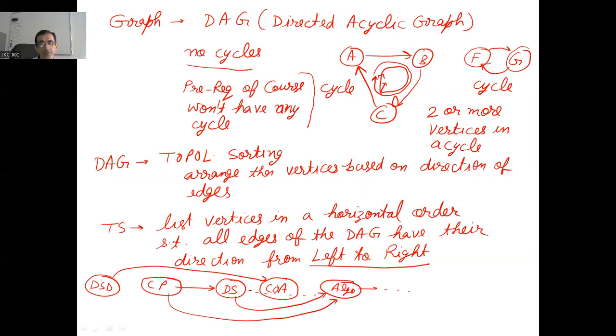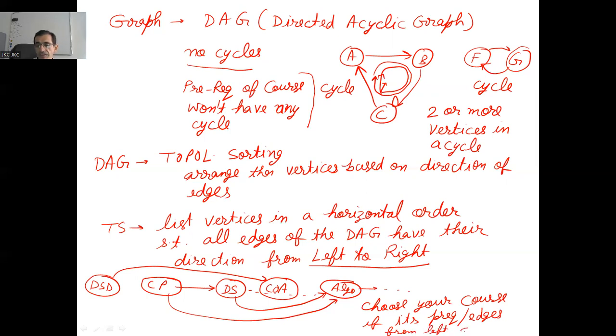And all courses will be listed in a horizontal order. The advantage is that you can choose your courses in this order. Choose your course only if its prerequisites, the edges from the left side, are already covered.